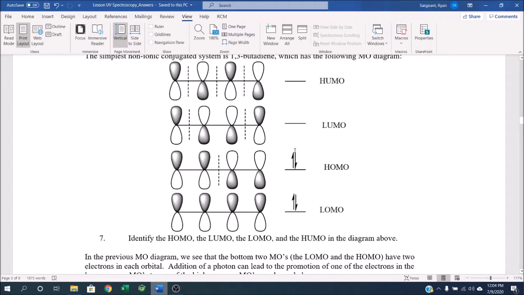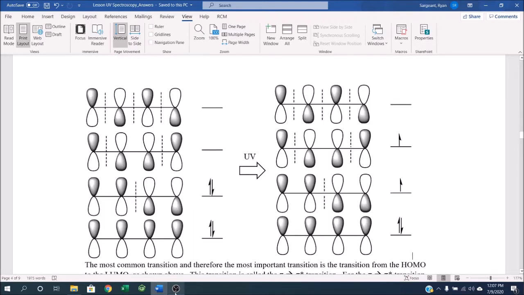And for UV-Vis spectroscopy, it is this relationship between the energy of the HOMO and the energy of the LUMO that we are specifically probing with our spectroscopy. So this is what happens when you shine UV light on 1,3-butadiene. That UV light represents an energy source. The molecule absorbs the energy by promoting one of its electrons to a higher energy state.